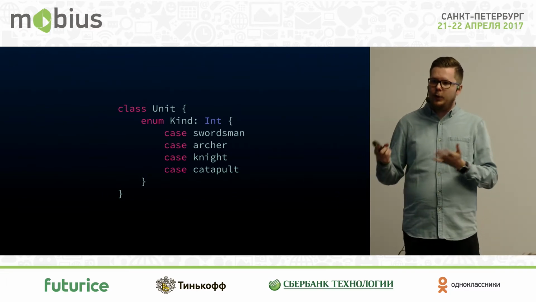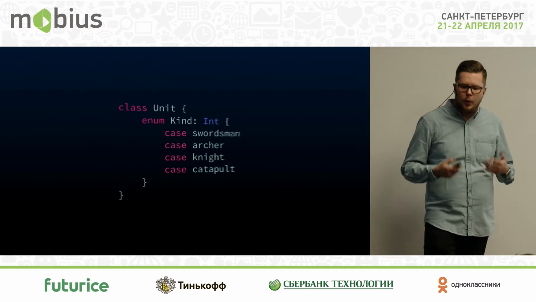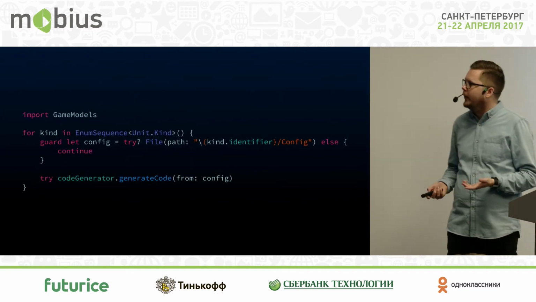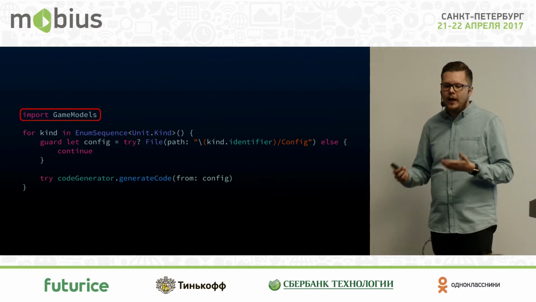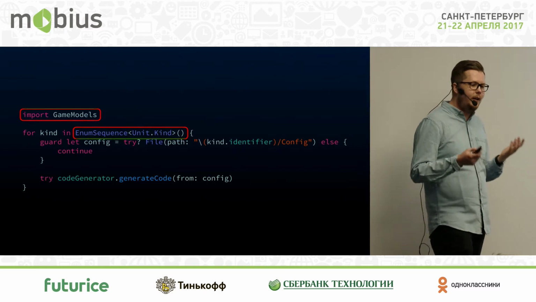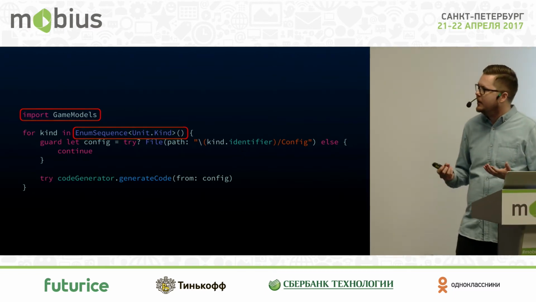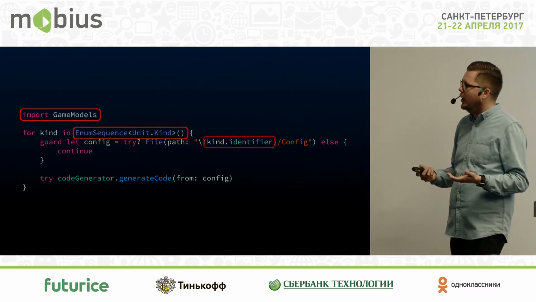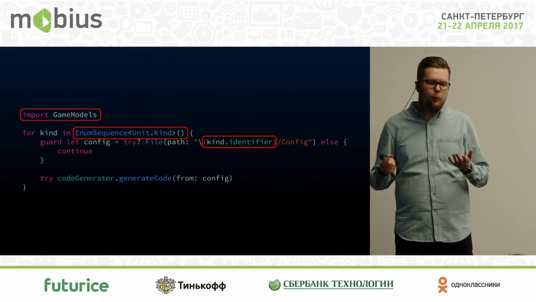And the cool thing is, since we're using Swift for scripting, we can. What we do is we just import our game models library right into the script, and then we can just loop through that enum, that unit kind enum sequence, to actually load all the configs and get the identifier for each one.